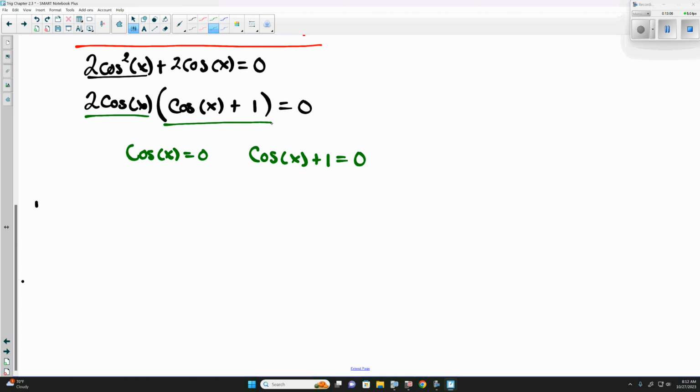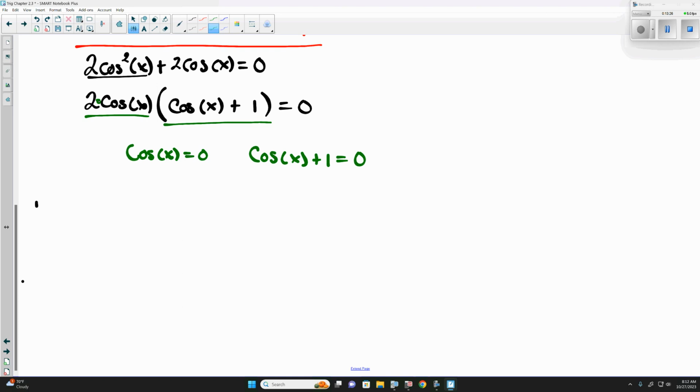What is the 2 and cosine of x? What is the operation between them? Well, the operation between these two is multiplication, yes? So what's actually being multiplied here? 2 cosine of x and the quantity cosine of x plus 1. So we actually have 3 things, yes?